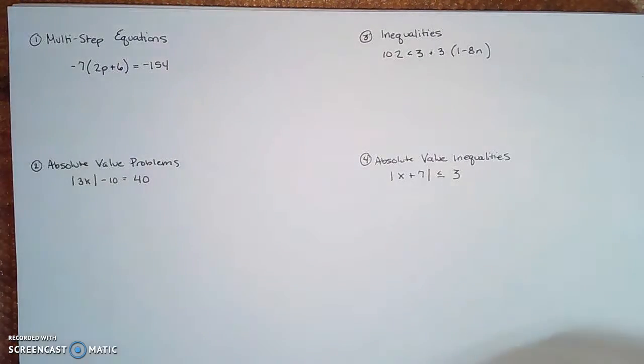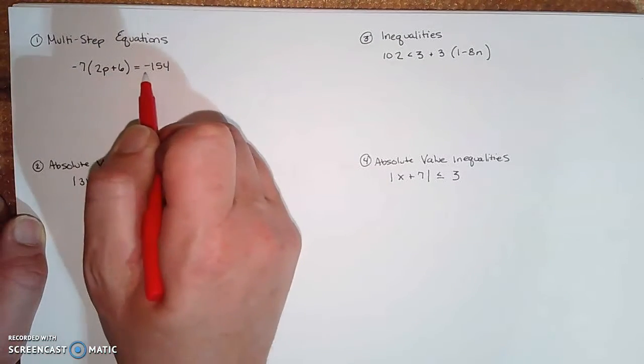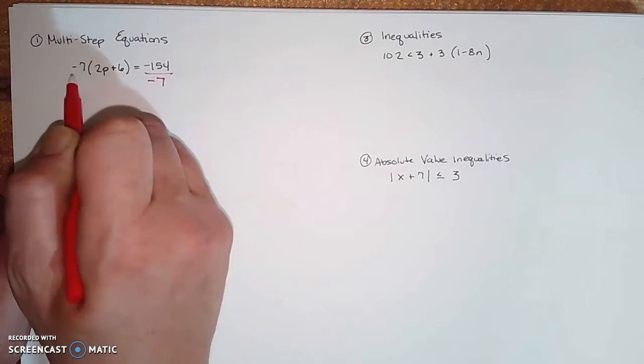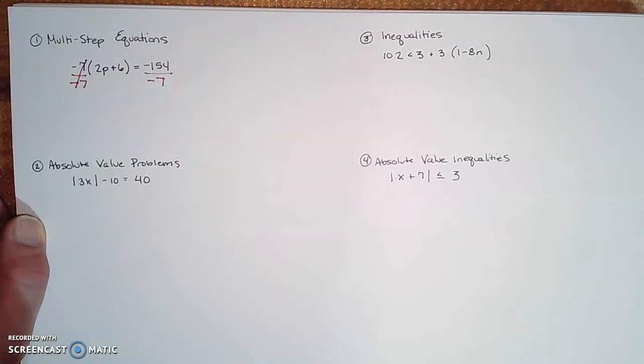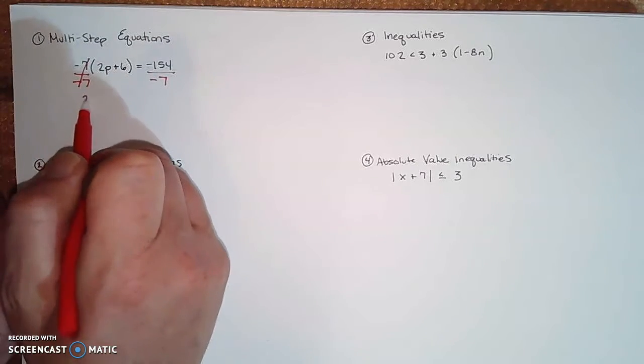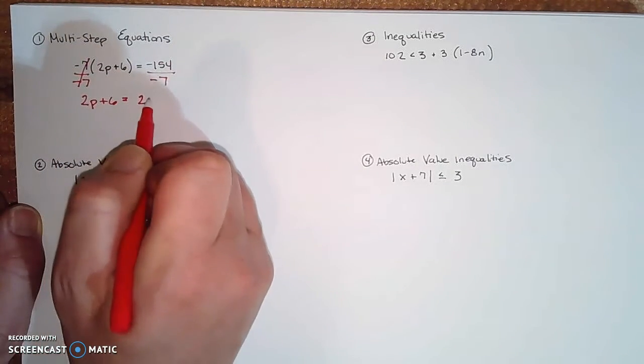First type of problem we're going to talk about are multi-step equations. We're looking to solve for something that's trapped inside parentheses. First thing we have to do is get the parentheses by themselves. So on a problem like this, I'm first going to divide by negative 7 on both sides. When I set that up, it'd be 2p plus 6 equals, it's a positive answer, 22.